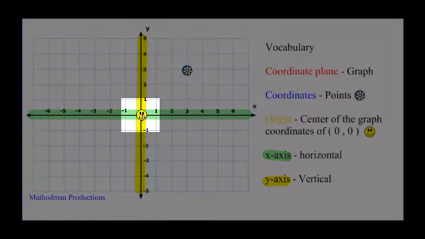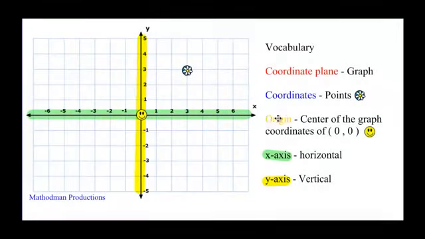Origin is the very center of the graph. So think about it like a crosshair, a target. The very middle, where the coordinates of 0, 0 is just the origin. Easy way to remember: 0, 0 starts with an O for origin. I don't know, maybe it'll help you that way.